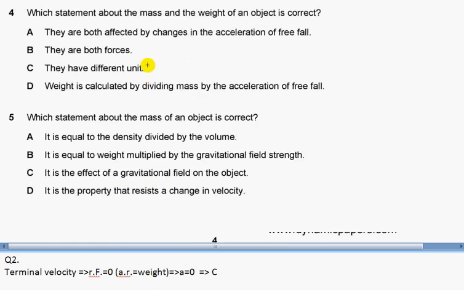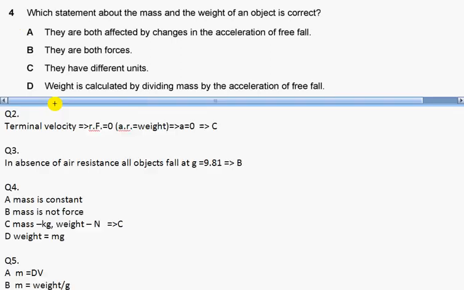Question 4. Which statement about the mass and the weight of an object is correct? They are both affected by changes in acceleration of free fall. No, mass is constant. They are both forces. No, mass is not a force. They have different units. Yes, that's right. Mass is in kilograms, weight is in newtons. So C is the correct choice. Weight is calculated by dividing mass by acceleration. No, weight is calculated by multiplying mass by acceleration. So we choose answer C.